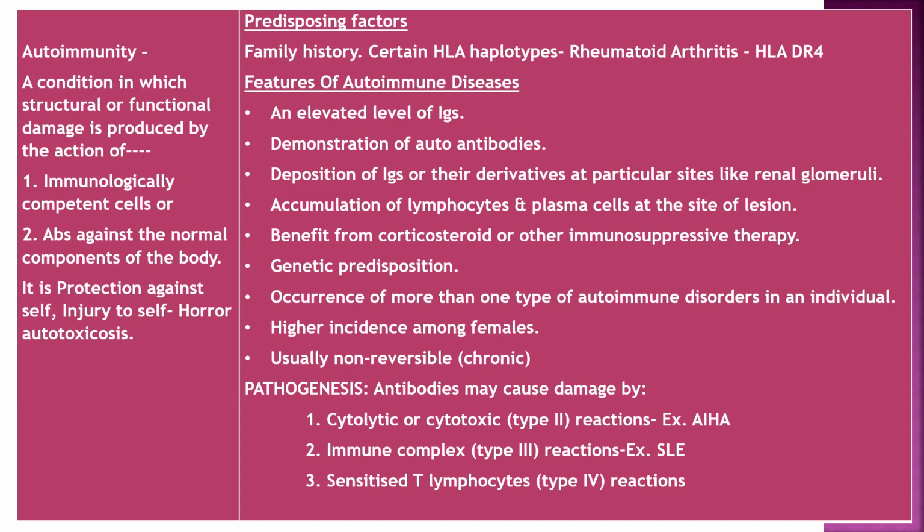Predisposing factors: family history, certain HLA haplotypes, for example rheumatoid arthritis, HLA-DR4. Features of autoimmune diseases: elevated immunoglobulins, demonstration of autoantibodies, deposition of immunoglobulins or their derivatives at particular sites like renal glomeruli, accumulation of lymphocytes and plasma cells at the site of lesion, benefit from corticosteroid or other immunosuppressive therapy, genetic predisposition, occurrence of more than one type of autoimmune disorder in an individual, higher incidence among females, usually non-reversible, that is chronic.